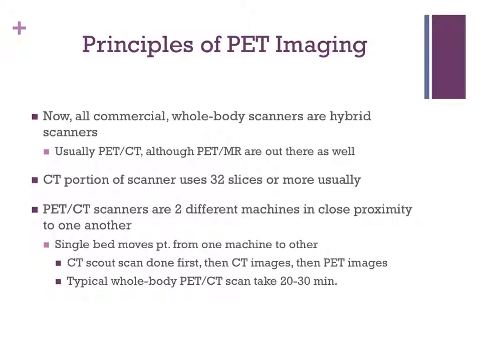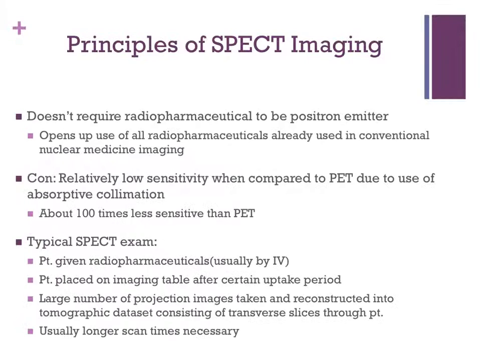And the PET and CT data are acquired sequentially. So the CT scout scan is done first, then the CT images are taken, and then the PET images. And a typical whole body PET CT scan takes about 20 to 30 minutes.